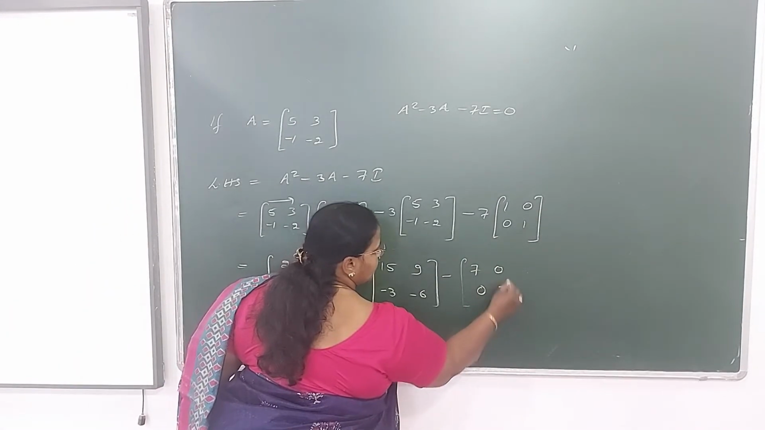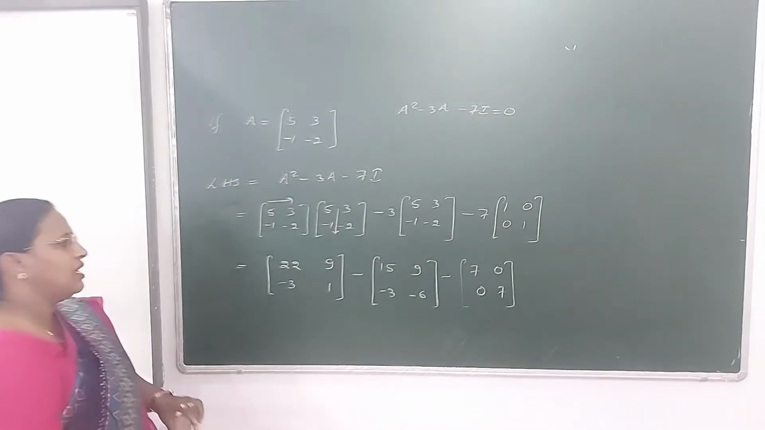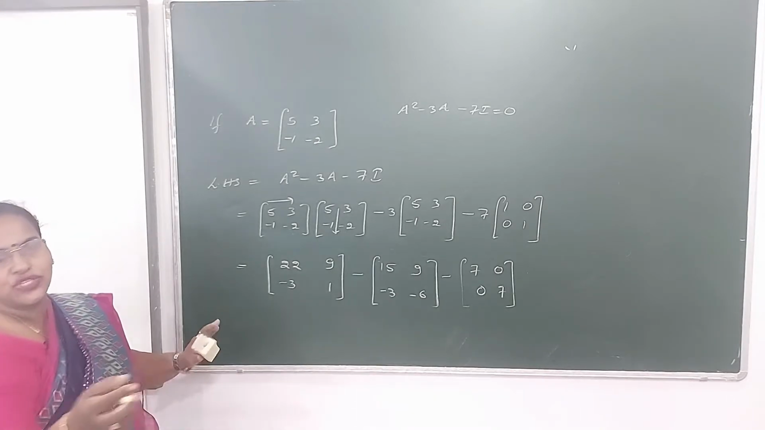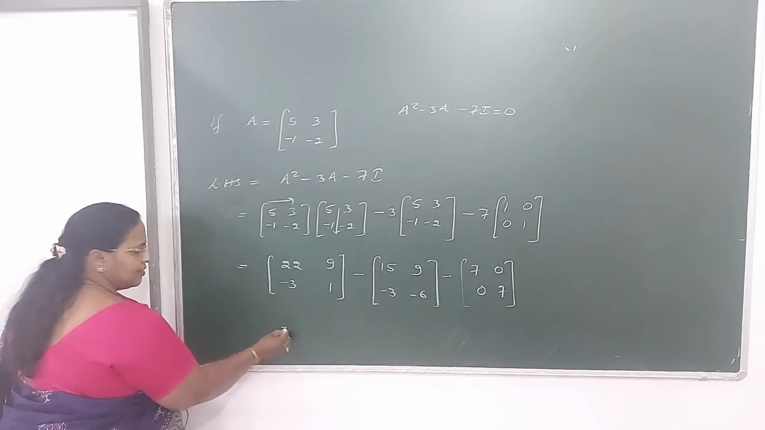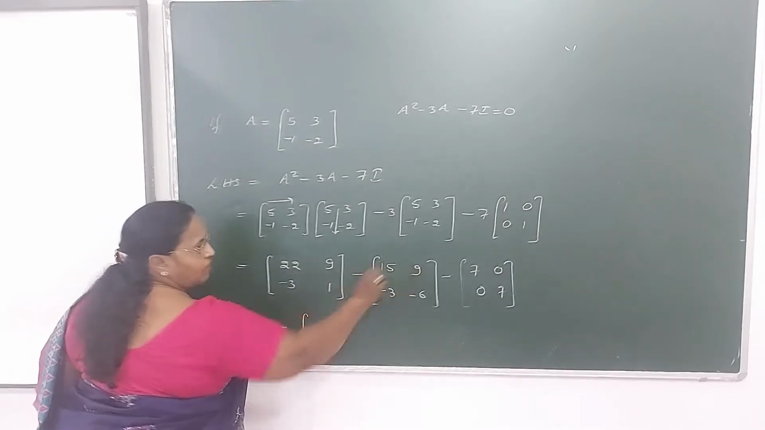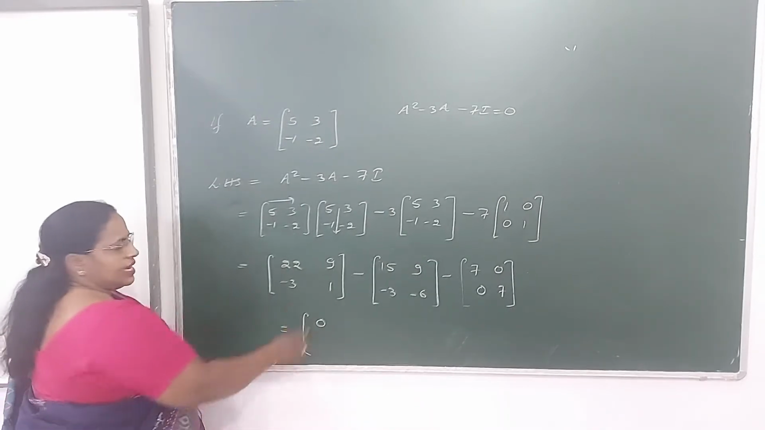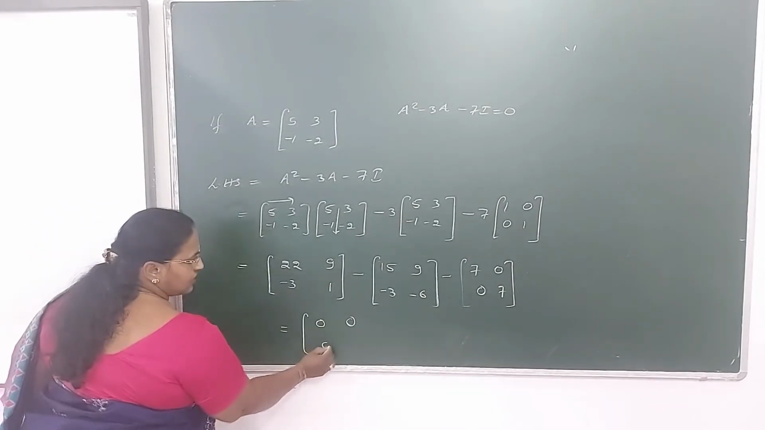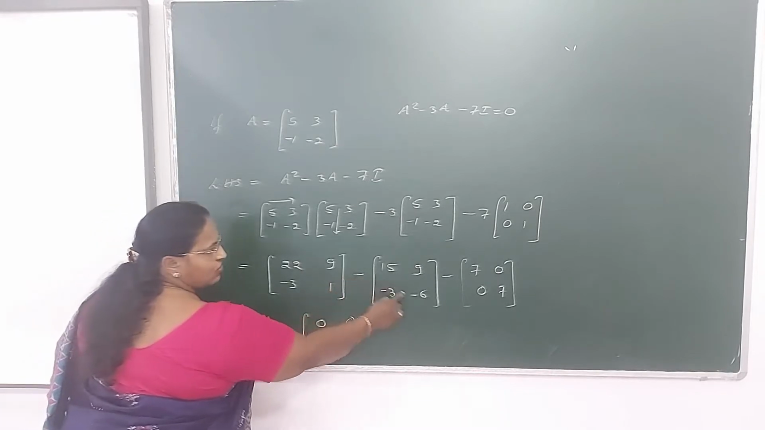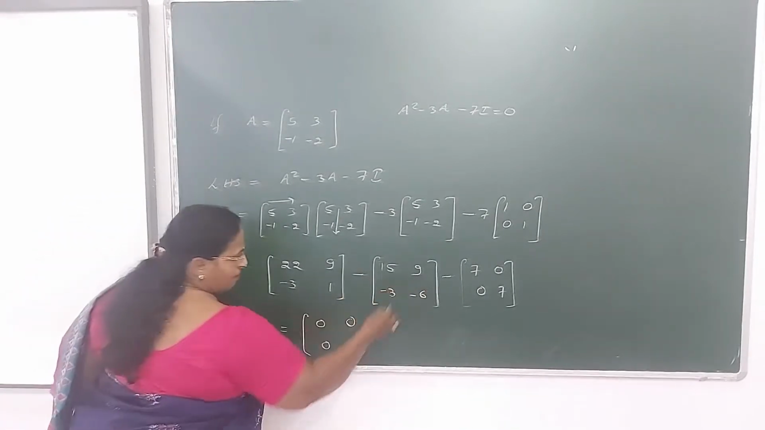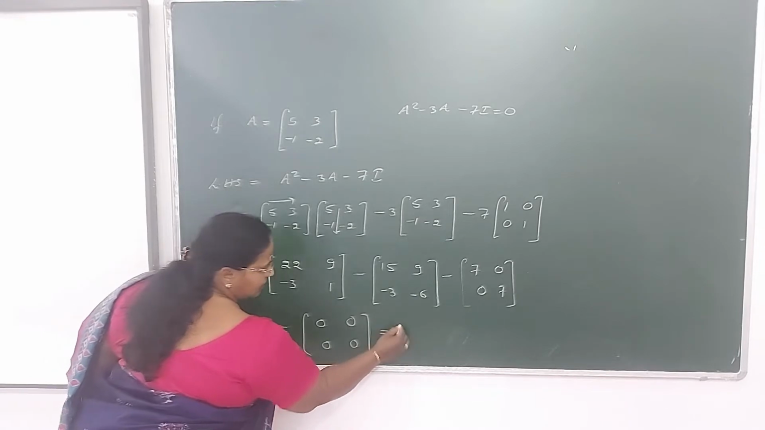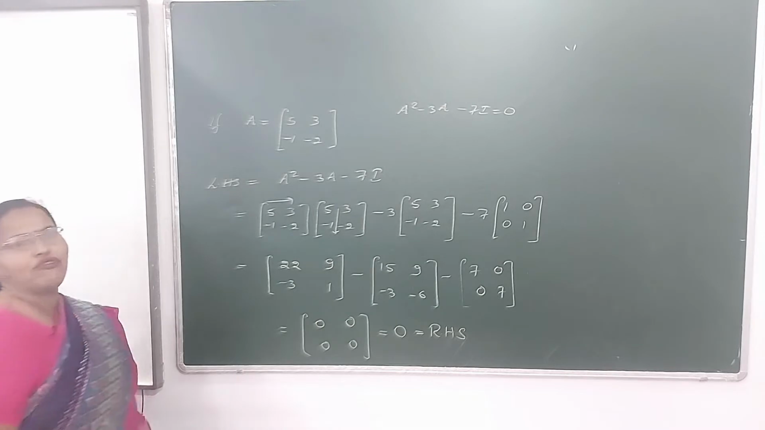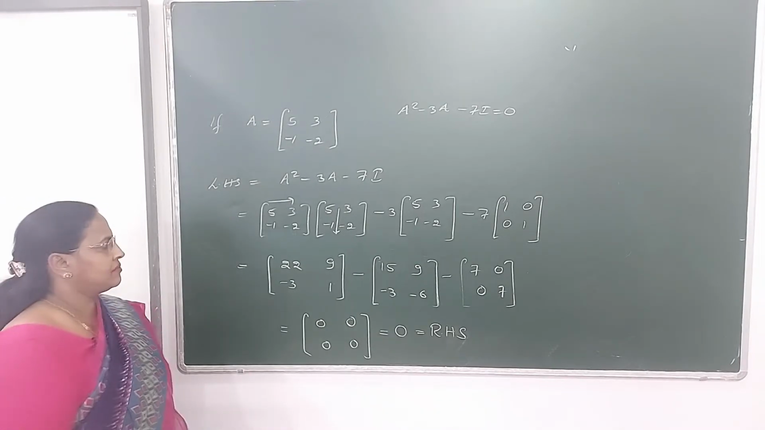0, 0, 7. Now see, in between each of the matrices a minus sign is there, that means the entries at each position will be subtracted, and kindly check it. So it's 22 minus 15 minus 7, it's 0. 9 minus 9 minus 0, it's 0. Minus 3 plus 3, it's 0. 1 minus of minus 6, it's plus 7, minus 7, it's 0. That means this is coming the null matrix, that is the RHS. So the first part is done.